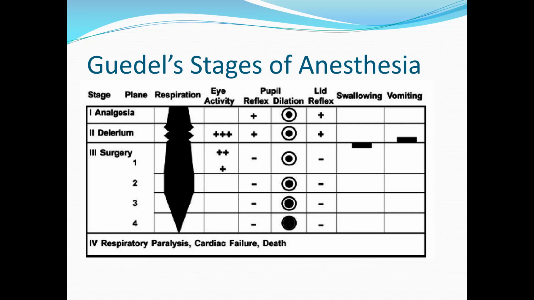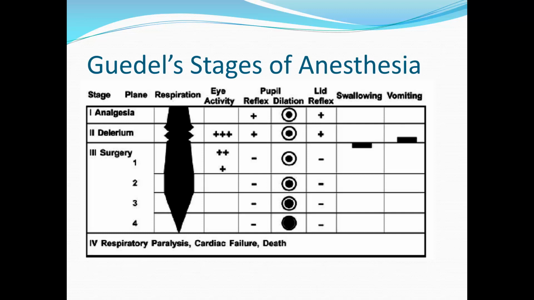So what is stage 1? Stage 1 is analgesia and disorientation. So this is from induction to loss of consciousness. And here you have the pupillary reflex. Pupils are not pinpoint. And you still have a lid reflex. Then you go to stage 2.